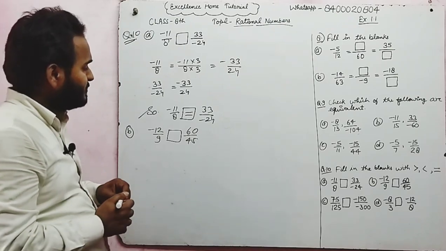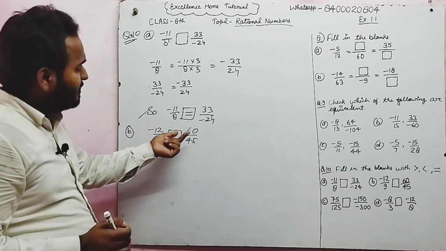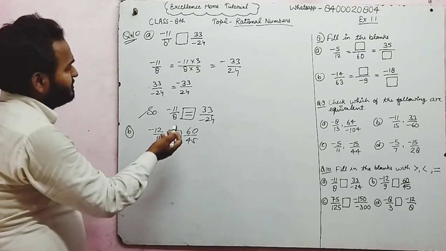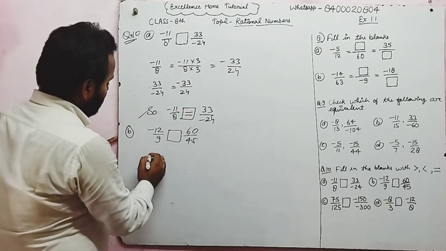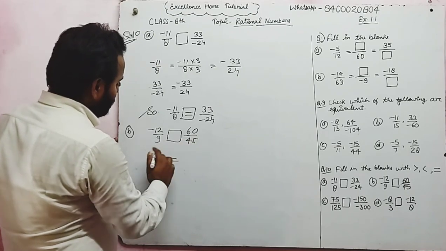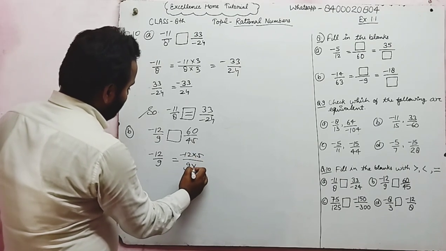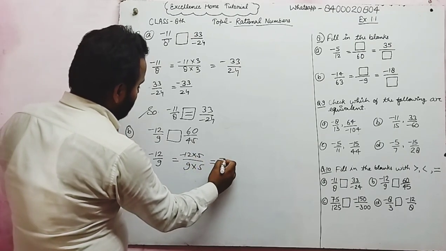Here you can use cancelling methods, or just use this method. Minus 12 by 9 equals 9 fives are, so you can multiply both the numerator and denominator by 5 to make denominators equal.